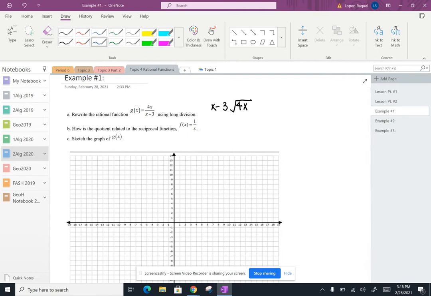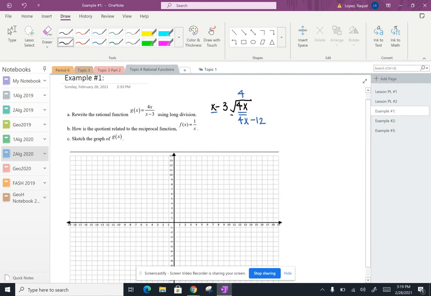Then how many times does x go into 4x? Or another way to express that would just be, what is 4x divided by x? And that's just 4. So I'm going to put a 4 up here. And then I go ahead and do some multiplication. So 4 times x is 4x. Oh, and my pen went a little wonky there. So 4x. And then 4 times negative 3 is negative 12.